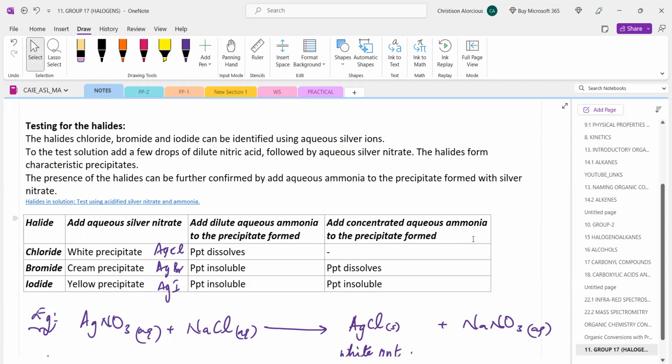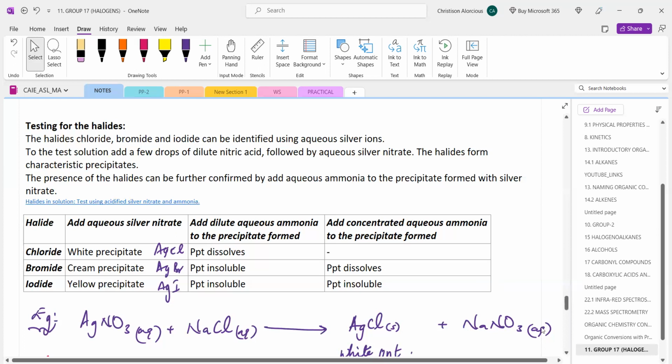Now the silver nitrate would react with the halides and form the insoluble silver halides. That is, if there's chloride, you'd get silver chloride, silver bromide, silver iodide, if iodide is present. And these ones are insoluble, and hence you see them as precipitates. Not just precipitates, but they also have characteristic color. Silver chloride is white, silver bromide is cream, silver iodide is yellow.